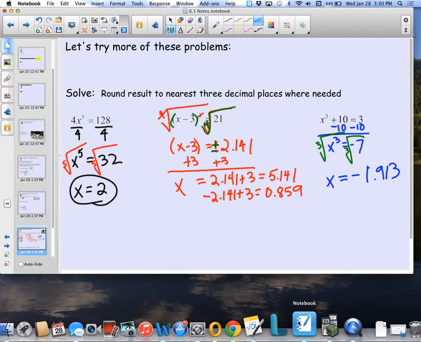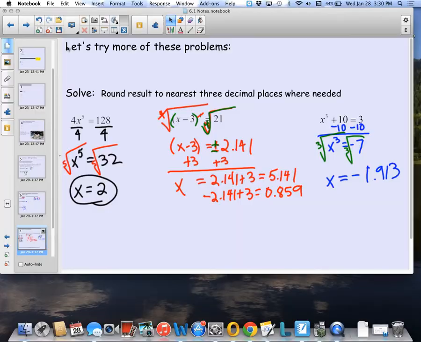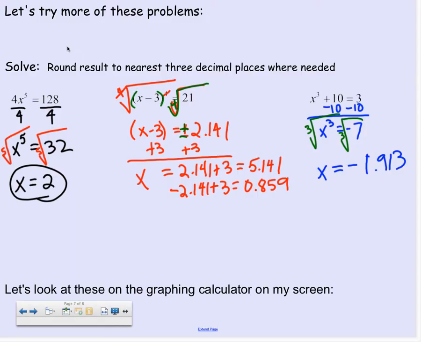All right, so you want to get the x by itself. You want to undo by cube rooting or fourth rooting or fifth rooting. Use your calculator if it's not on your chart. And I want you to just do the best you can. Please try to help each other.